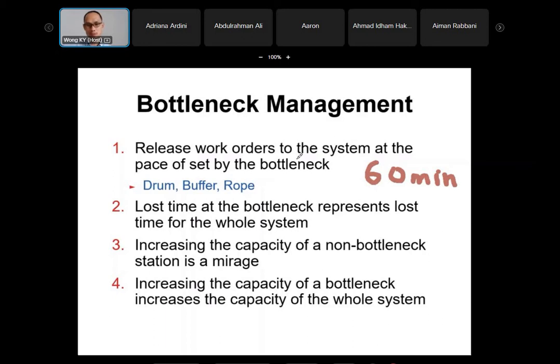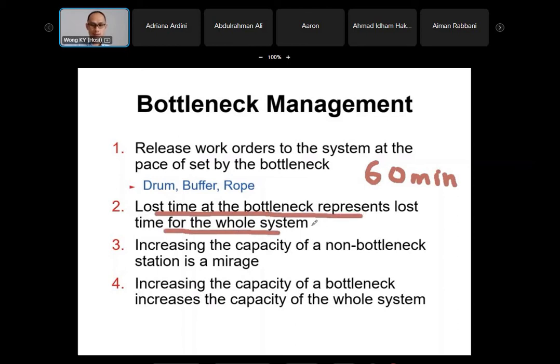Bottleneck has a cycle time of 60 minutes. Then you shouldn't release your work order every minute. If you release it every minute, then a long jam will be created. Okay, so try to release the work orders following the time of the bottleneck workstation. So if the bottleneck workstation has a cycle time of 60 minutes, then you can release the work order every 60 minutes. Right, second thing is lost time at the bottleneck represents lost time of the whole system.